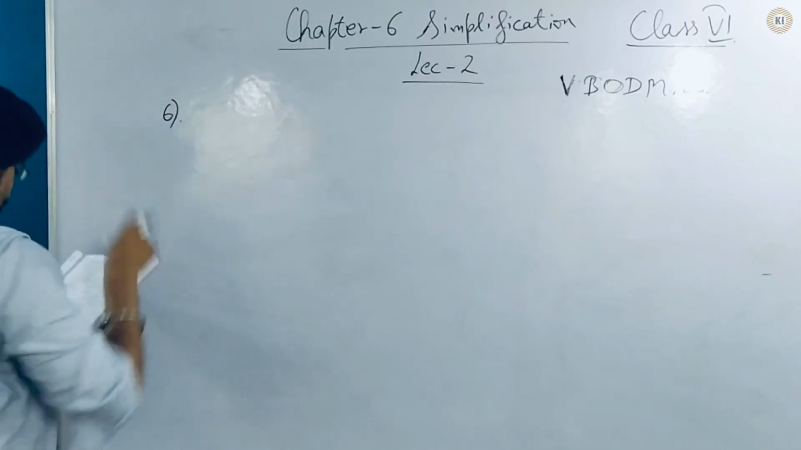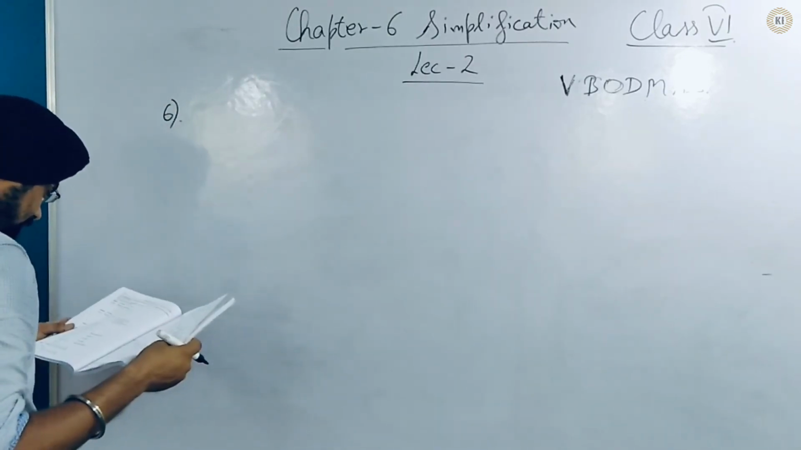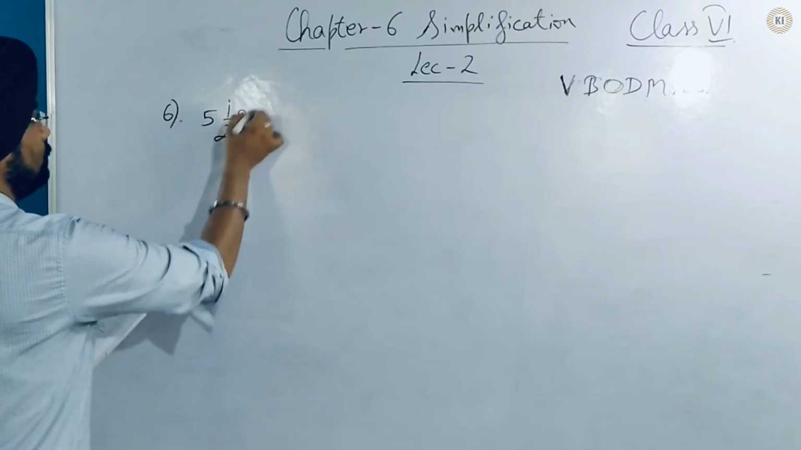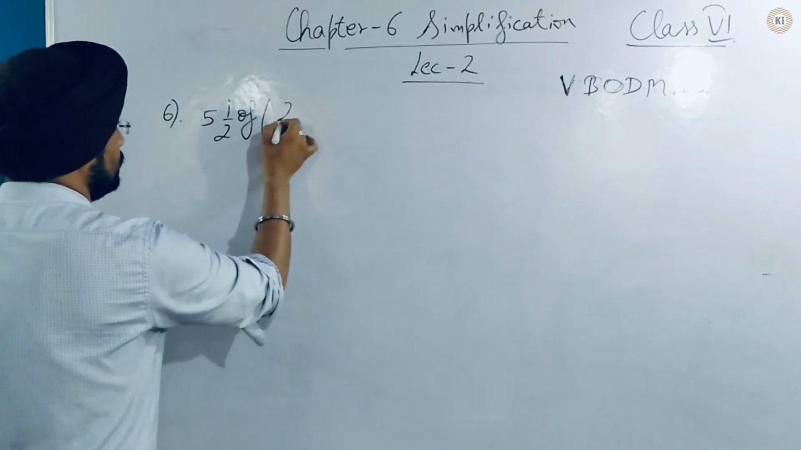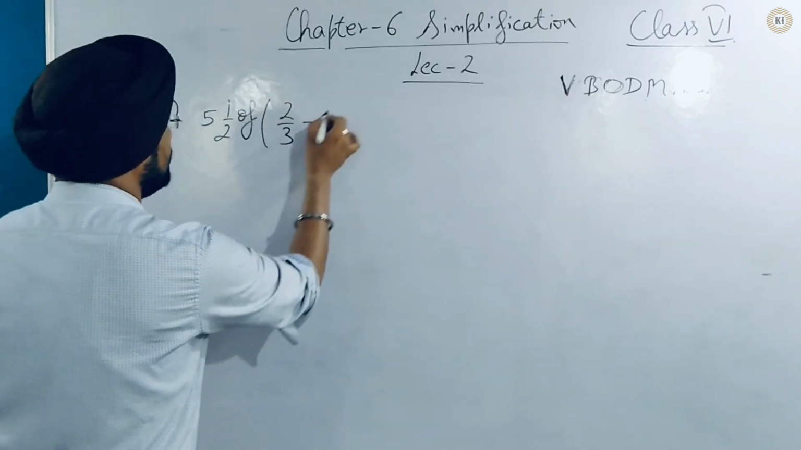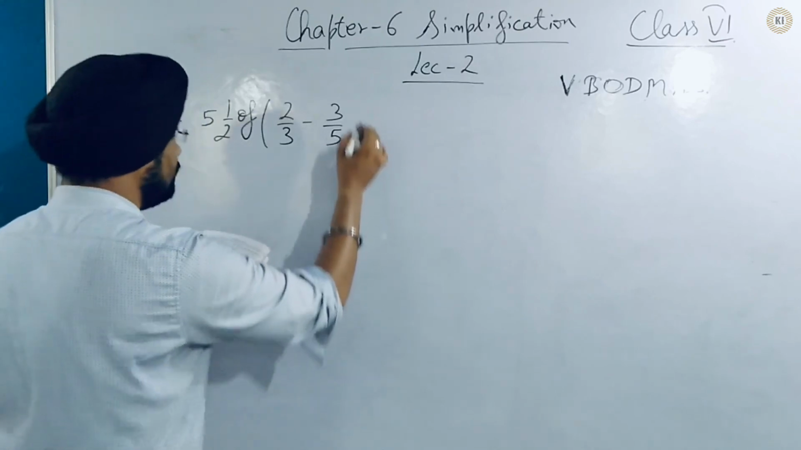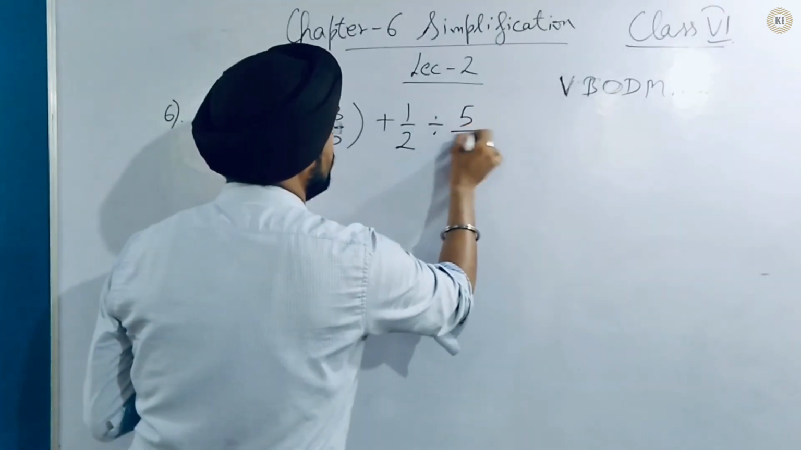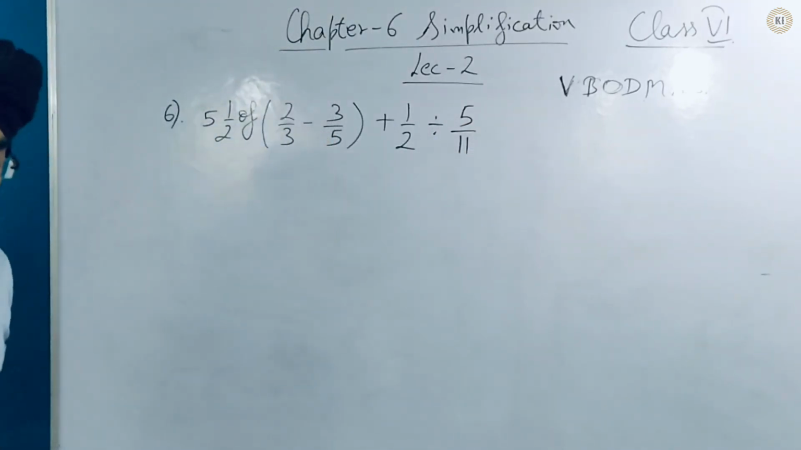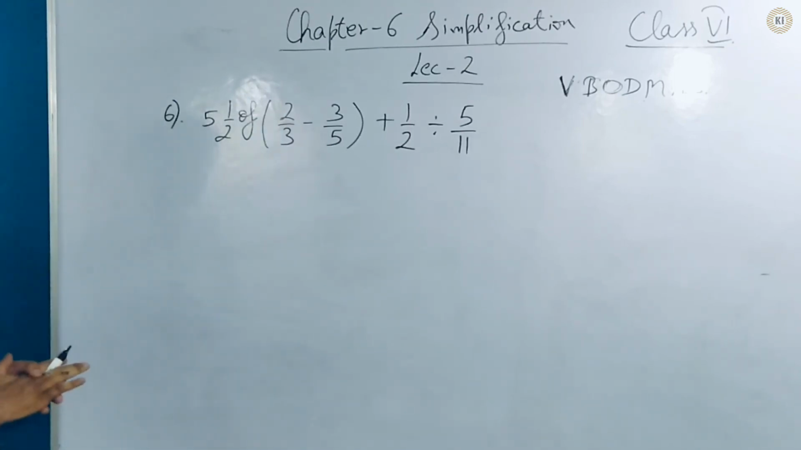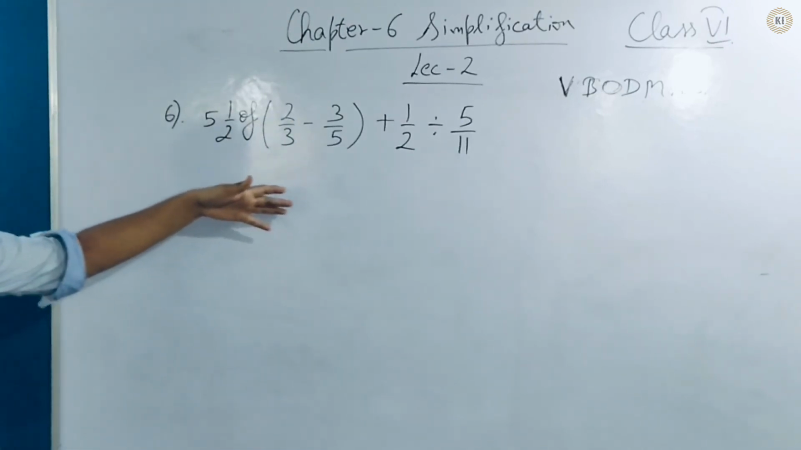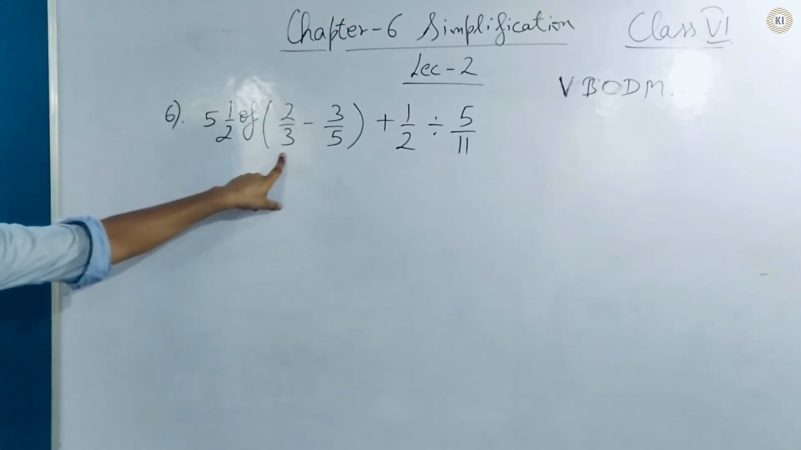Question number 6. It is given as 5 whole 1 by 2 of 2 by 3 minus 3 by 5 plus 1 by 2 divide 5 by 11. Now first of all we are going to solve the vinculum, but we will find no vinculum, then bracket. First of all then we are going to solve this bracket part.